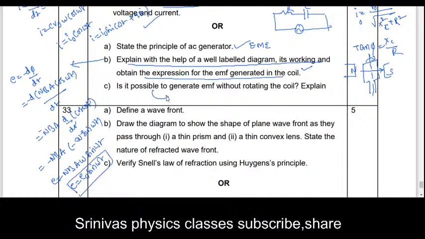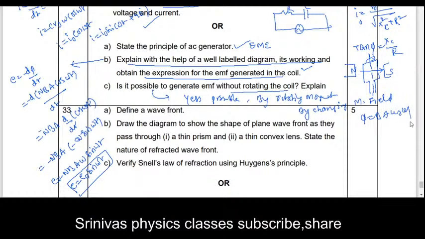Next, is it possible to generate EMF without rotating the coil? Yes, possible, by rotating magnets or by changing the magnetic field. If you change the magnetic field, flux will change. Changing flux induces the EMF. According to Faraday's law, induced EMF equals the negative rate of change of magnetic flux.